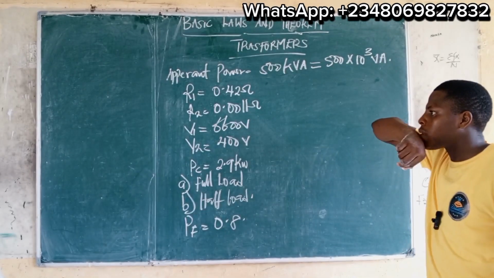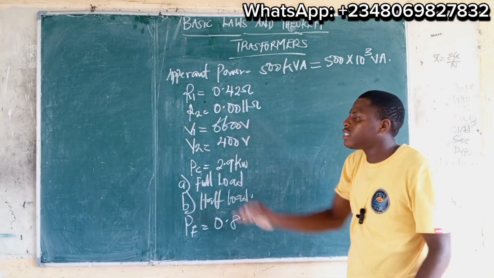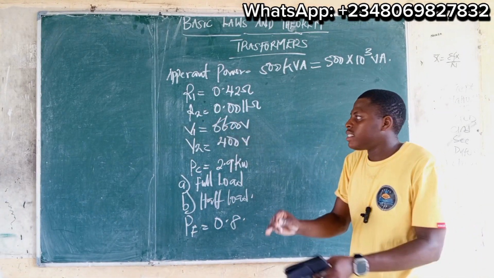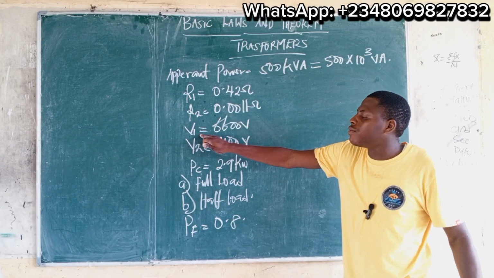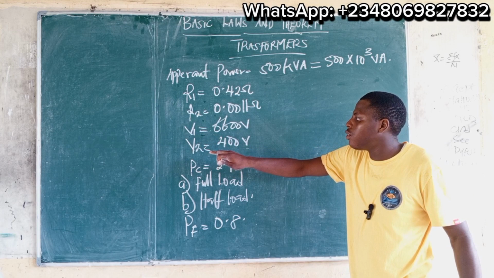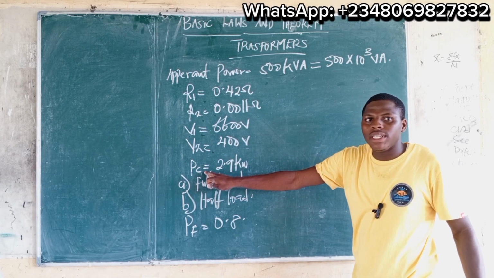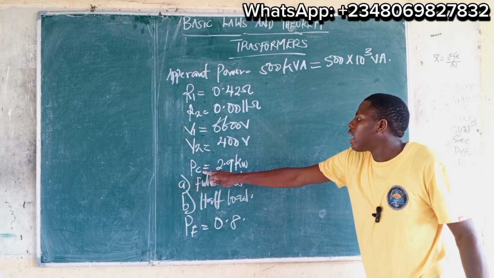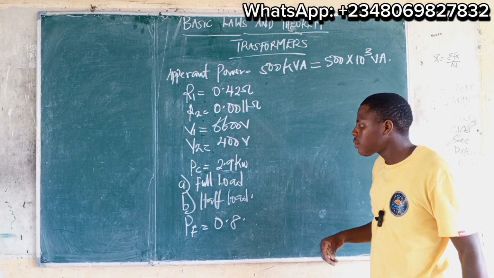The second thing given in the question was R1, the resistor of the primary coil. R2 is the resistor of the secondary coil. We are given voltage of the primary coil and voltage of the secondary coil. The next thing given was PC, our iron loss.